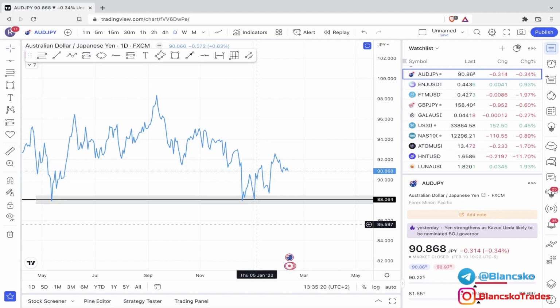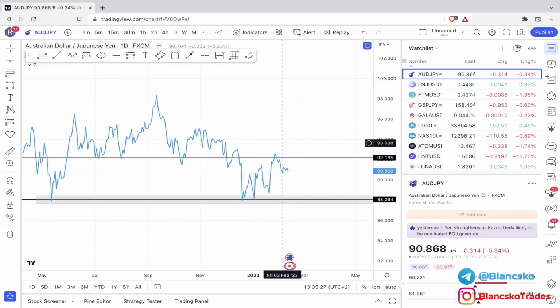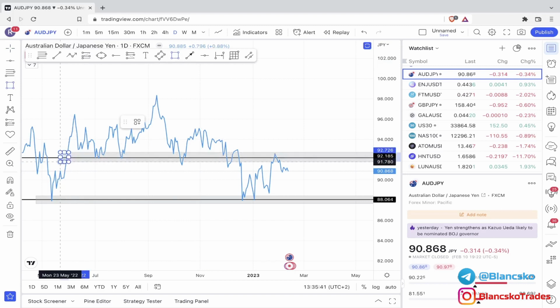Now we can see that there's another very strong level right here. This was initially a support level, because you can see how price went, rejected, rejected, rejected, but then it became a resistance zone. So this was a support that then became a resistance zone.